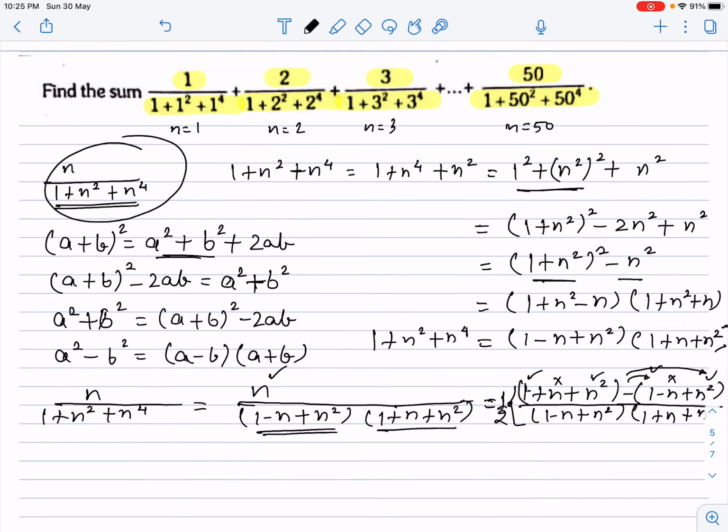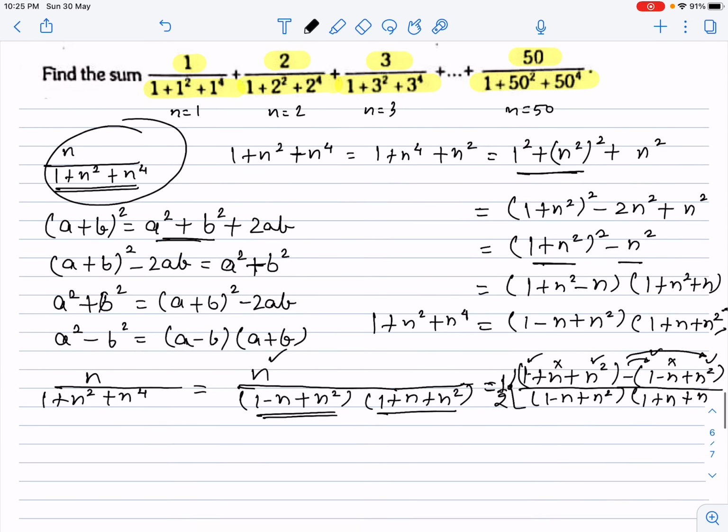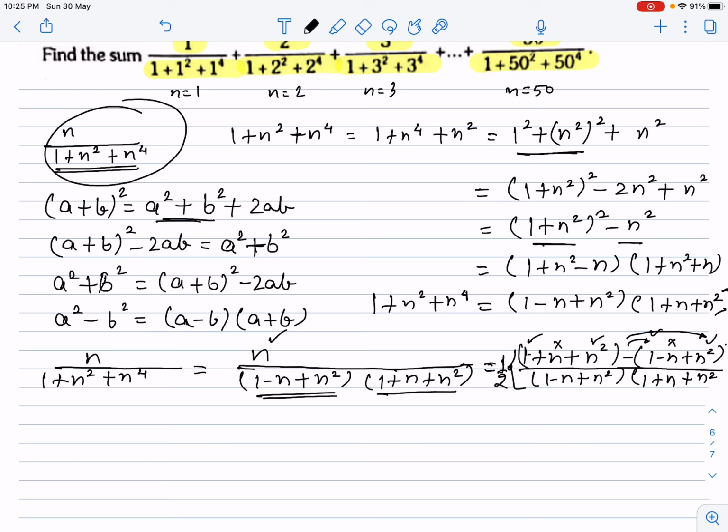Okay, great. Then what can be done by me? Making use of the form we have got over here, I can rewrite n upon 1 plus n square plus n power 4 as 1 upon 2 multiplied by (1 plus n square) divided by (1 minus n plus n square) multiplied by (1 plus n square). Hope you guys would have got my point.